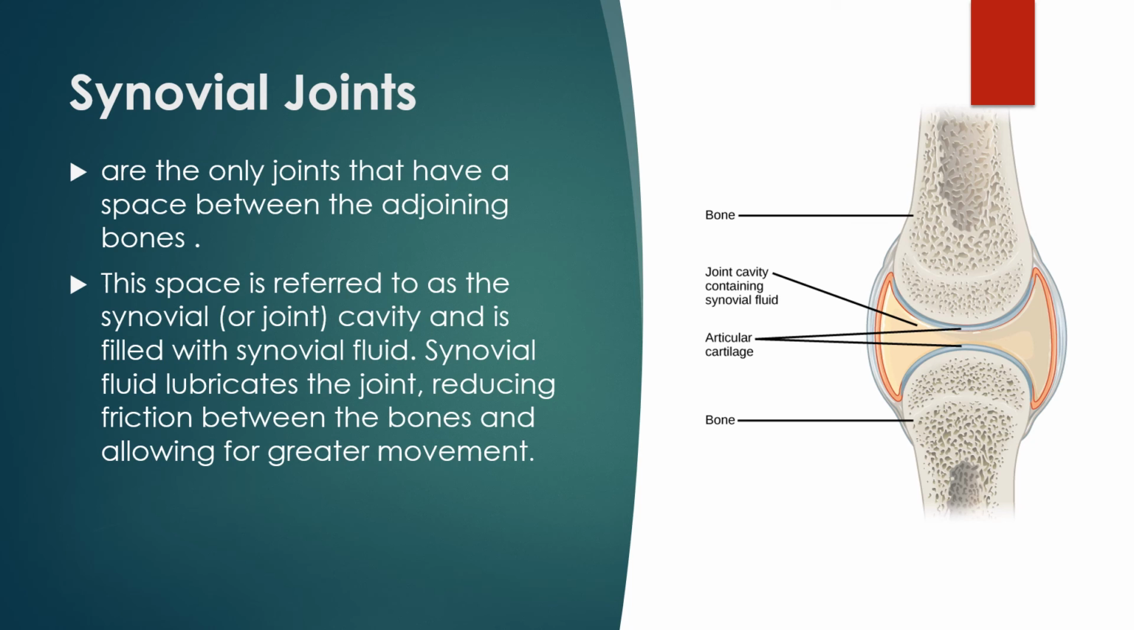Also, the ends of the bones are covered with the articular cartilage, the hyaline cartilage, and the entire joint is surrounded by an articular capsule composed of connective tissue that allows movement of joints while resisting dislocation.